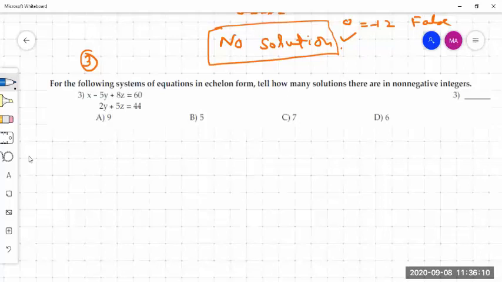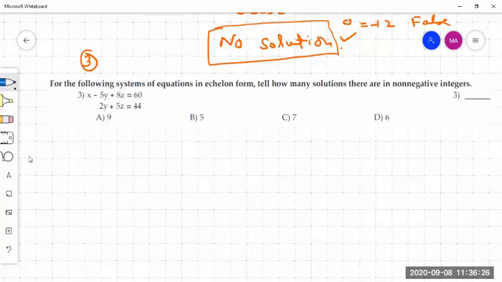So for the following system of equations in echelon form, tell how many solutions there are in non-negative integers. So how many solutions are in non-negative integers?